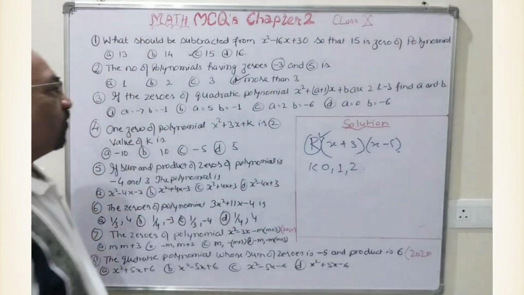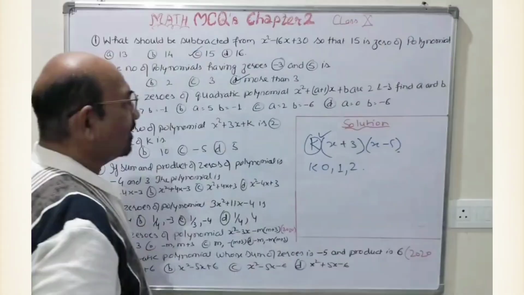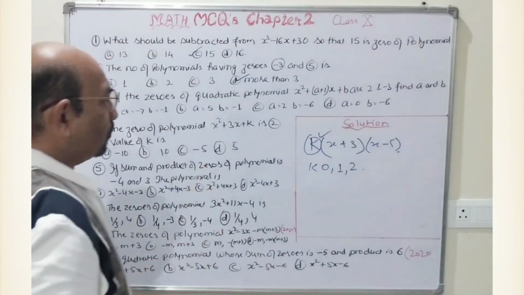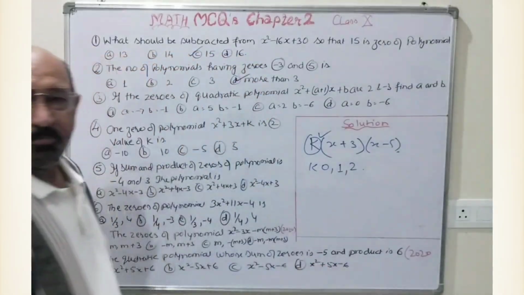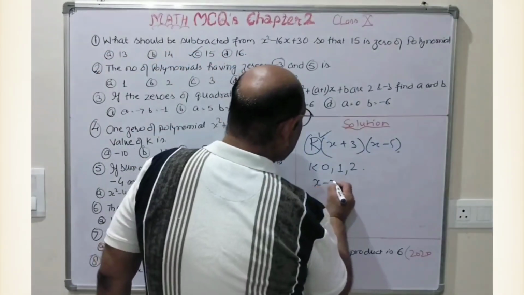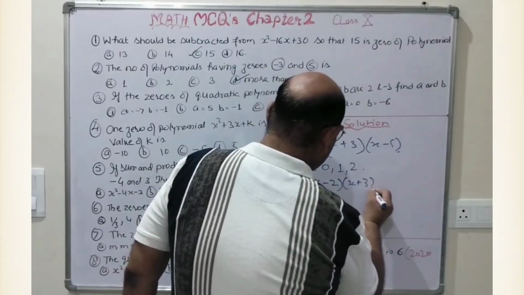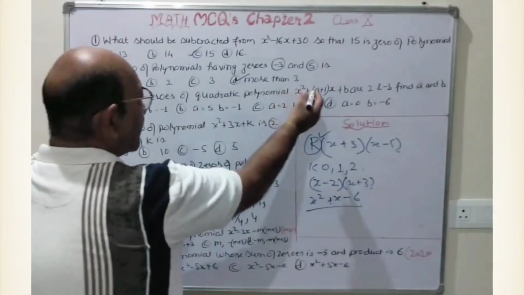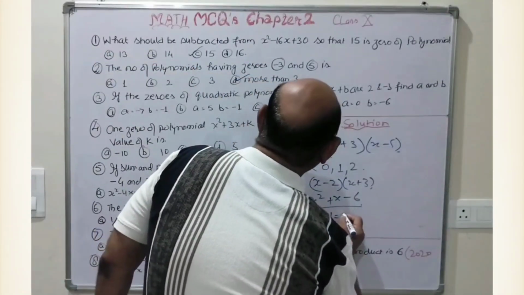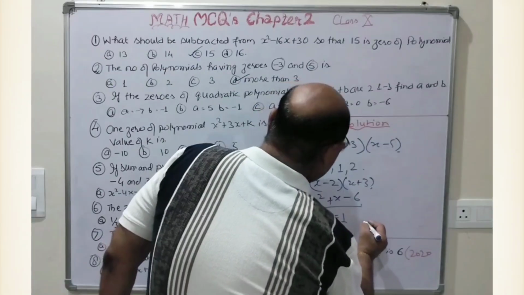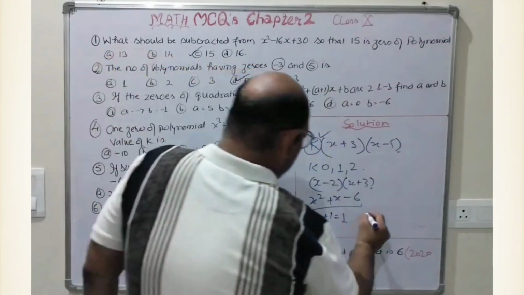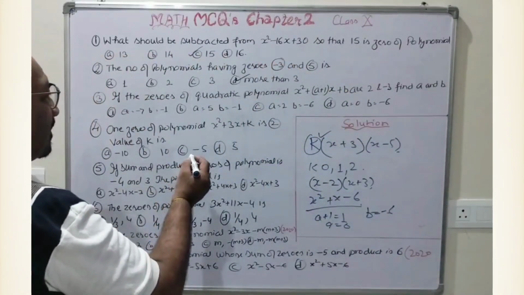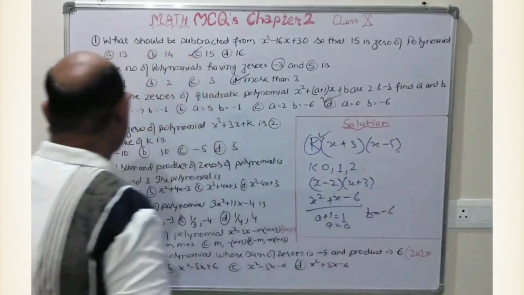If the zeros of quadratic polynomial x square plus (a plus 1)x plus b are 2 and minus 3, then find a and b. So polynomial with zeros 2 and minus 3 is (x minus 2)(x plus 3), and that will be x square plus x minus 6. Comparing this with this, then a plus 1 I will get 1 and b is minus 6. So a will be 0 and b will be minus 6. That is the answer. So D is the correct option.